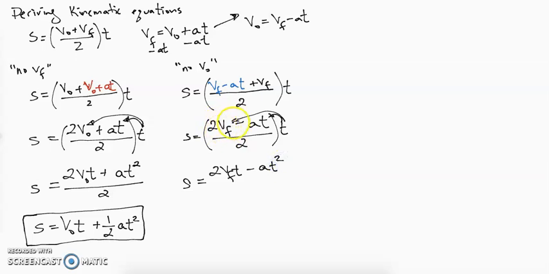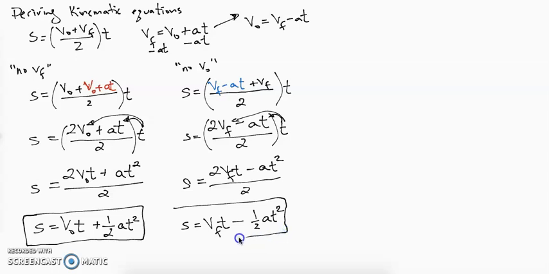So now we have VF times T here, and we have a T squared for the other guy, and we still have everything over 2. And if we distribute that 2 to both terms, now we're going to have a VF times T minus 1/2 AT squared. Notice the big difference between these two equations. There's a plus, there's a minus. We started at VO, we ended at VF.